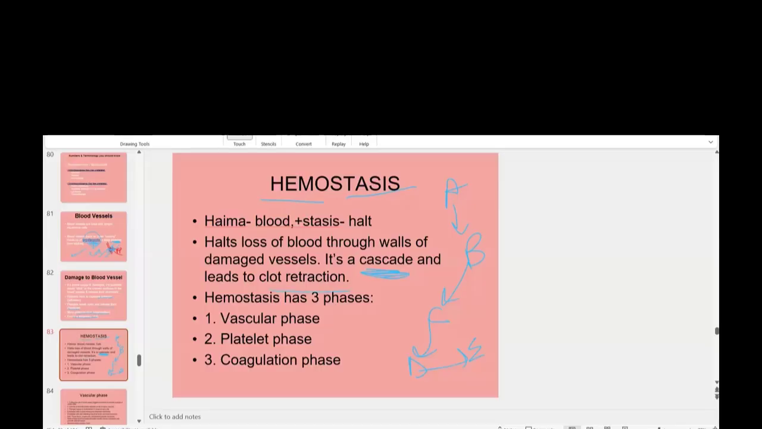So hemostasis has three phases. One is the vascular phase, then the platelet phase, and then the coagulation phase. So we come to the clotting at the end. The platelet phase is the plug that I discussed. Initially, there is a temporary plug, just to stop the flow and loss of blood, and then comes the clotting. So we'll start with the vascular phase.